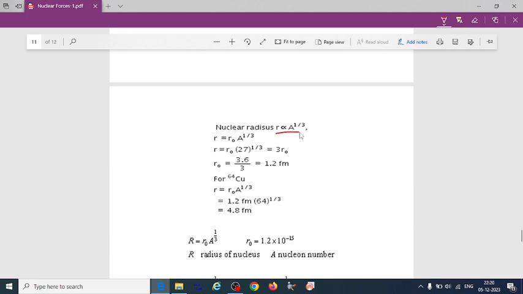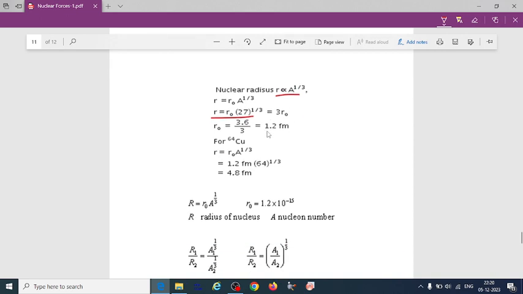The first formula you should understand: R is directly proportional to A to the power 1 divided by 3. R is equal to R naught A to the power 1 by 3. How can you calculate the R naught value? If the mass number has been given, then you can calculate it. R naught is 1.2 for me. It always lies between 1.2 to 1.4. Okay.